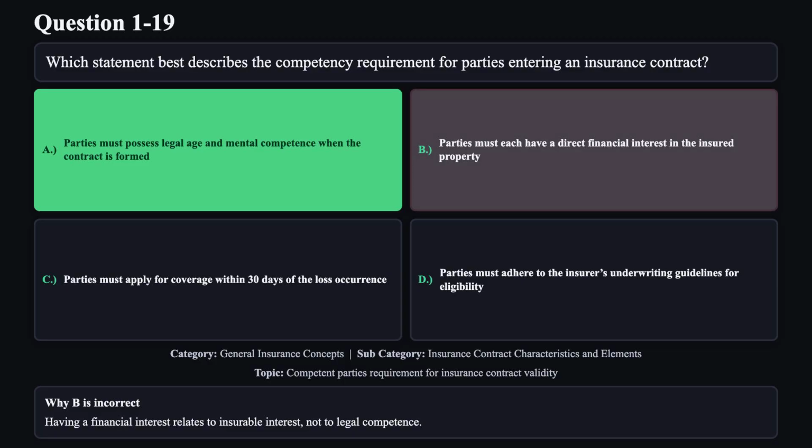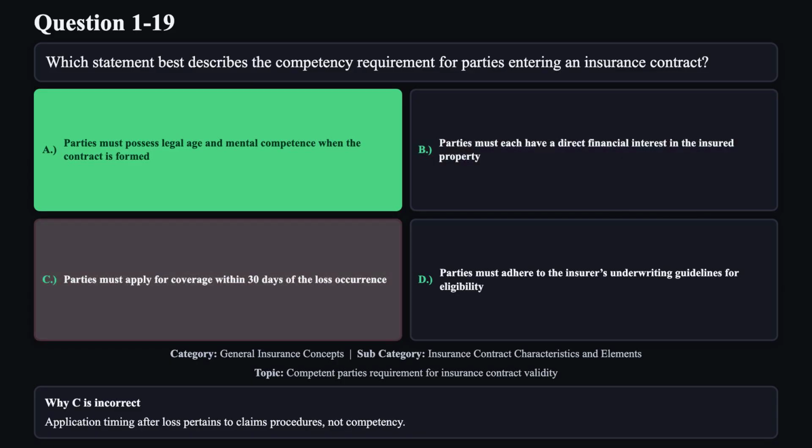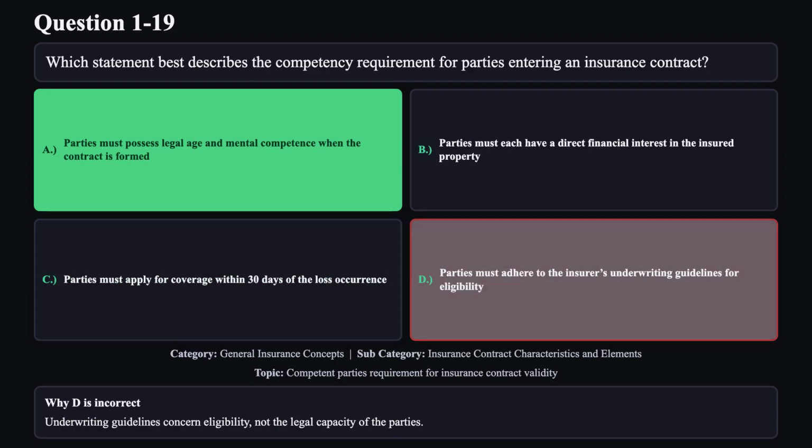Reason B is not correct. Having a financial interest relates to insurable interest, not to legal competence. Reason C is not correct. Application timing after loss pertains to claims procedures, not competency. Reason D is not correct. Underwriting guidelines concern eligibility, not the legal capacity of the parties.